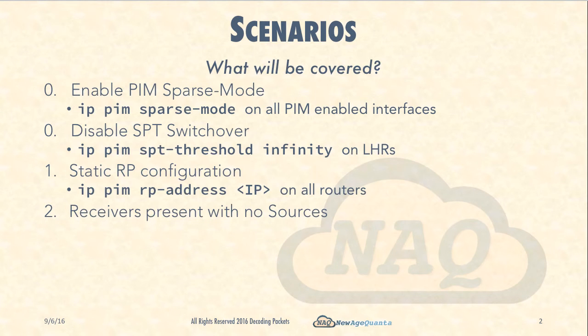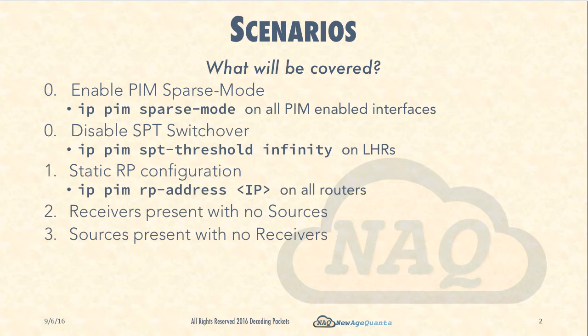The next scenario is exactly the opposite of the last scenario. The last scenario, number 2, was that receivers were present, but there were no sources in the network. Now, there would be sources present in the network, but there are no intended receivers. There are no receivers that have shown any interest in receiving the stream that the group is multicasting on.